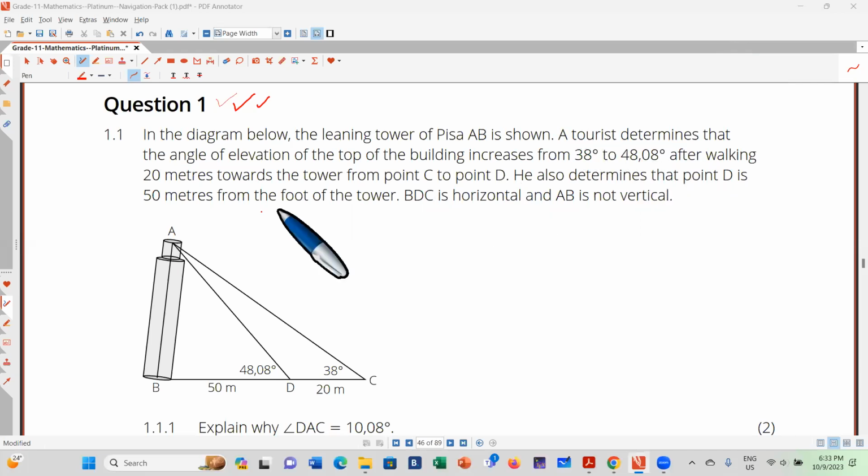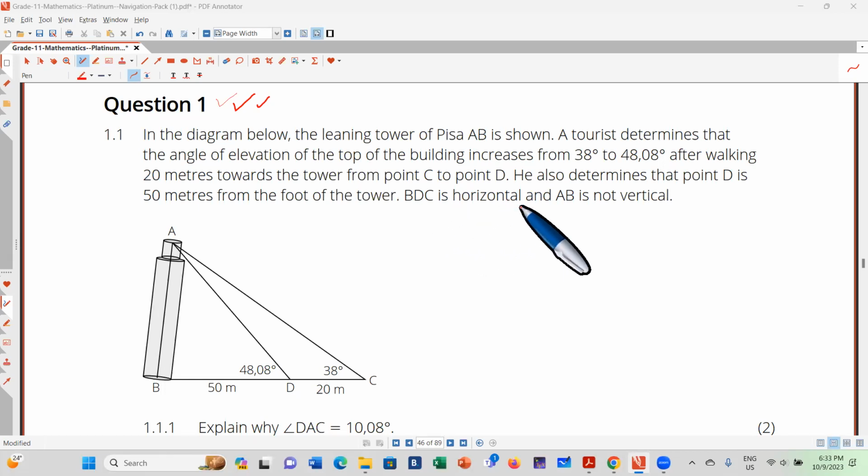The tourist determines that the angle of elevation of the top of the building increases from 38 to 48,08 degrees after walking 20 meters towards the tower, right? From point C, here is point C, to point D. He also determines that point D is 50 meters from the foot of the tower. We can see point D is actually 50 meters from the foot of the tower.